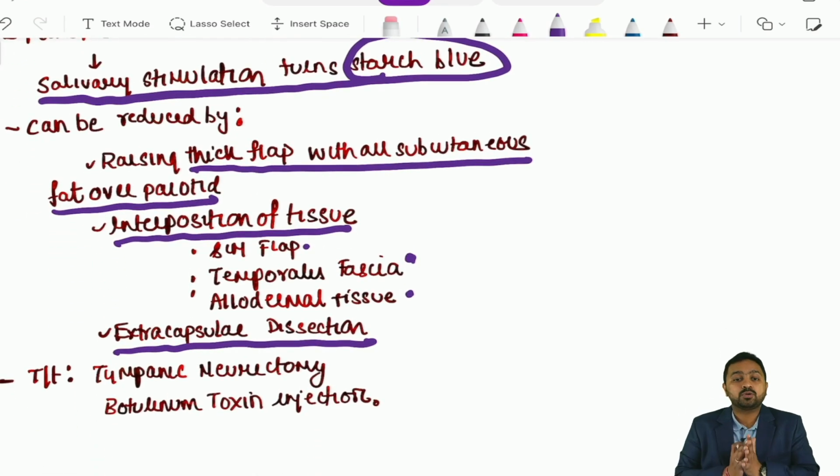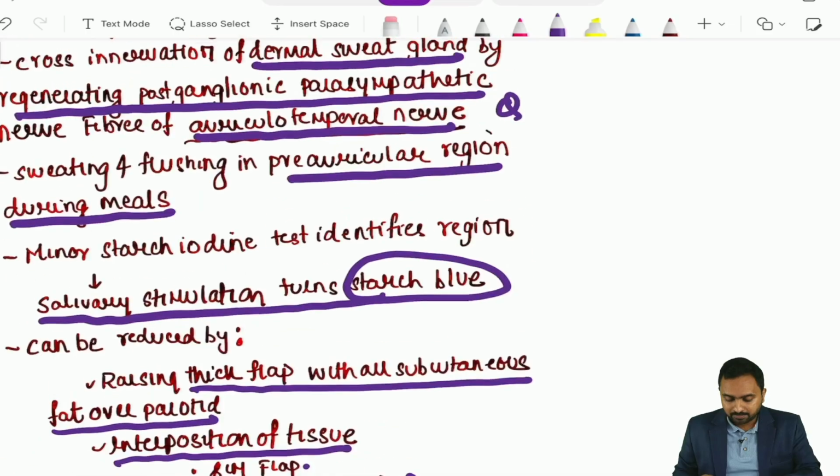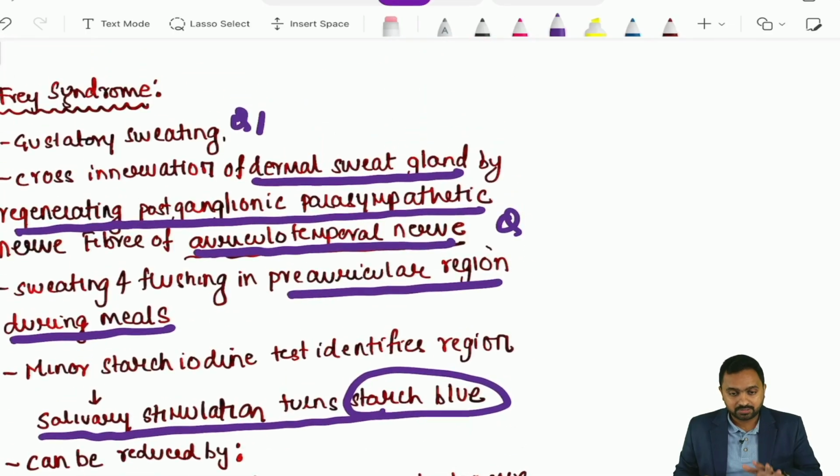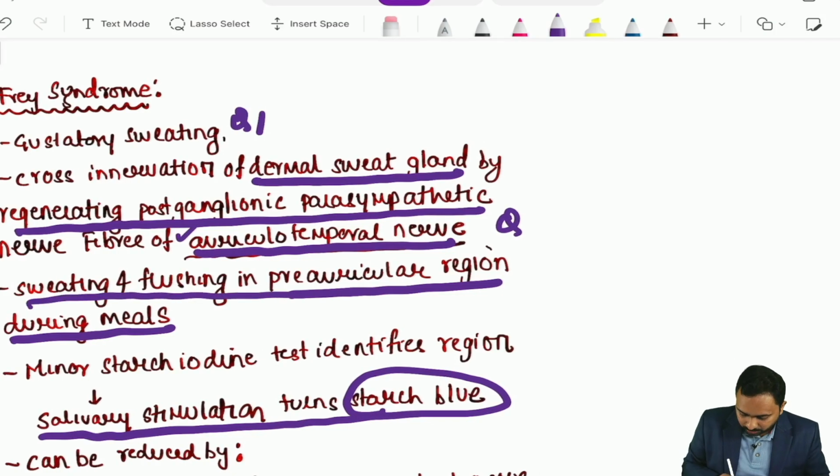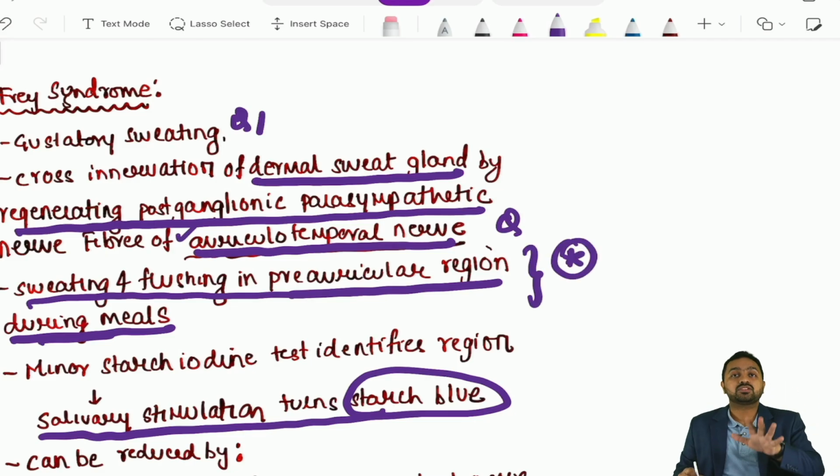And what would be your treatment? Your treatment would be tympanic neurectomy and botulinum toxin injection. Please remember this Frey syndrome, especially that the nerve involved is your auriculotemporal nerve. And how would it present? Sweating and flushing in your preauricular region during meals. This is the classical statement given in clinical scenarios in order to help you diagnose Frey syndrome. Thank you.